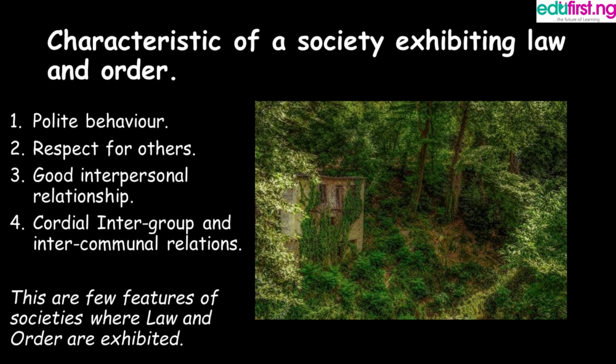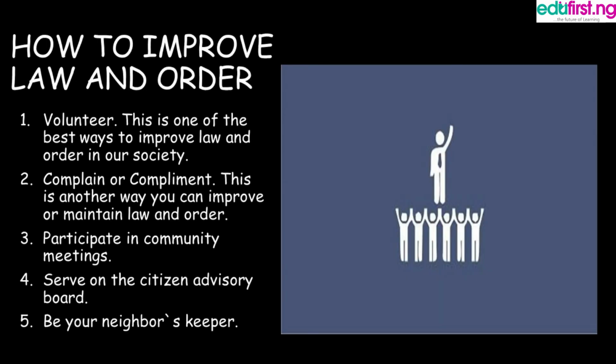So, when we talk about law and order, how do we improve law and order? 1. Volunteer. This is one of the best ways to improve law and order in our society. 2. Complain or compliment. This is another way you can improve or maintain law and order, when you complain about a certain thing and it is being worked on, or you compliment something to improve on. The 3rd one says participate in community meetings. The 4th one says serve on the citizen advisory board. And the last one says be your neighbor's keeper.